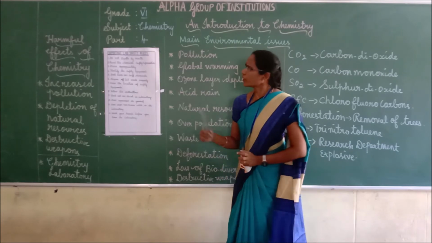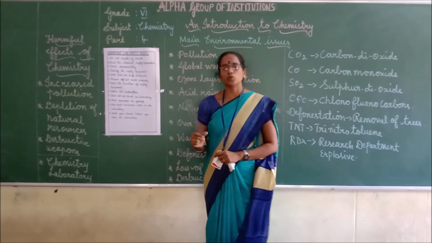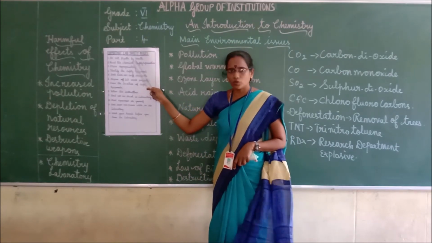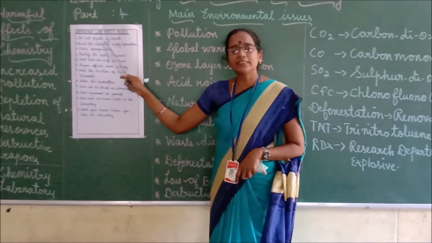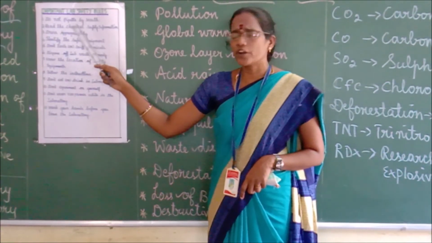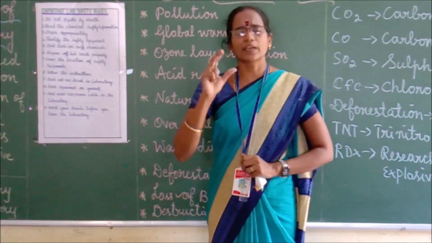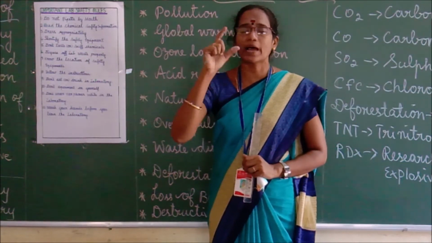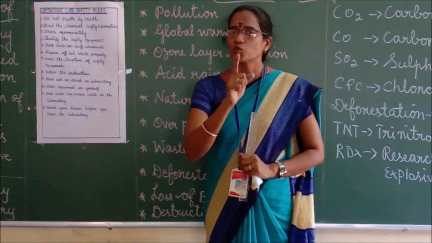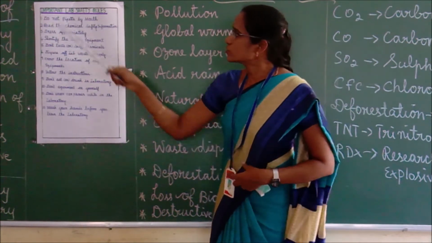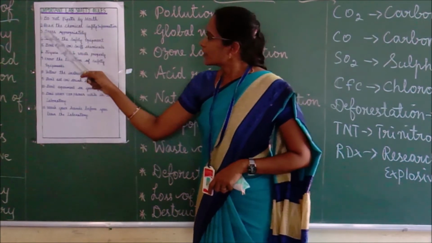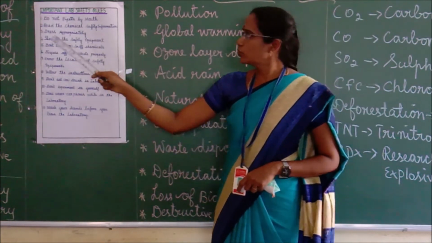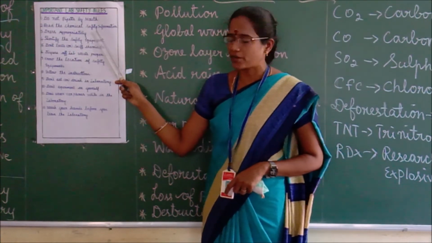So what are the important laboratory safety rules? First one, do not pipette by mouth. You should not pipette anything by mouth, because in the laboratory many toxic chemicals are used. So we have to use the proper apparatus for pipetting, but you should not use your mouth. Second one, read the chemical safety information.